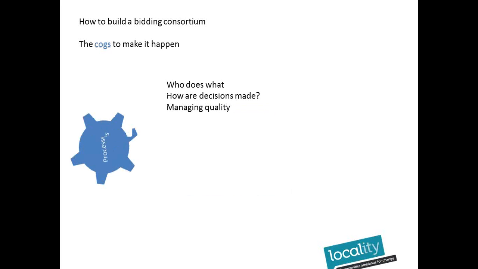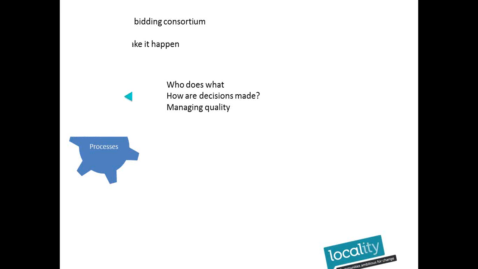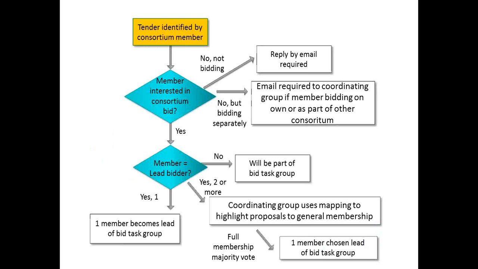The processes are important to get in place. If you've got a time scale coming up, you might struggle to get all of these in place. If it's just a smaller consortium, it may be less of a problem, but if it's a consortium looking to bid for multiple contracts, you'll need to decide, particularly with that question we had earlier about dispute resolution, but also who's going to do what as part of the consortium, how are decisions made, how do you manage quality throughout the consortium.